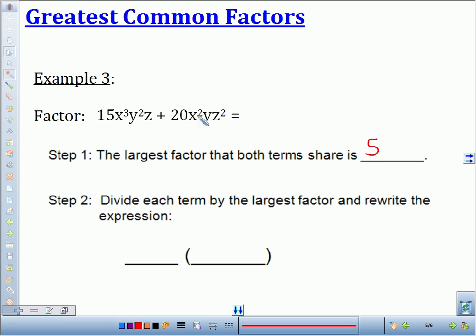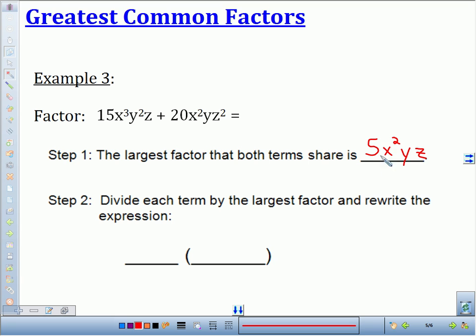X to the 3rd, x squared. Well, x to the 3rd is x squared times x. Right? X to the 3rd contains x squared. Therefore, both of these terms share x squared. Y squared and y. Now, that one we've seen before. Y squared contains y because y squared is y times y. So, they both share a y. Now, I have z and z squared. Well, z squared is z times z. So, they both share z.